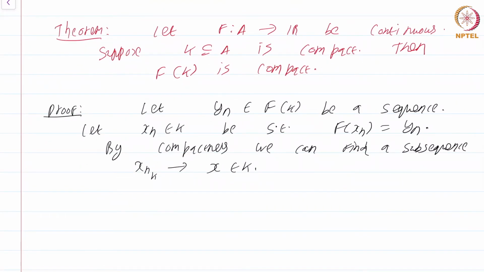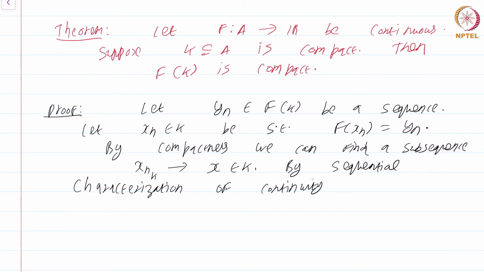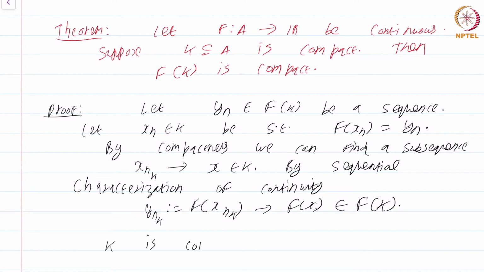By sequential characterization of continuity, f of x_{n_k} must converge to f of x, which is there in f of K. So we started off with an arbitrary sequence y_n in f(K), and we have found a subsequence of that, which we can just call y_{n_k}, which converges to a point in f of K, which means f(K) is compact. The proof was fairly easy.